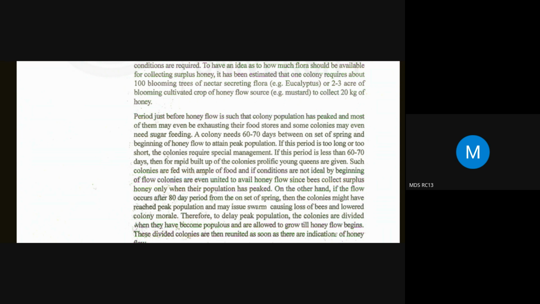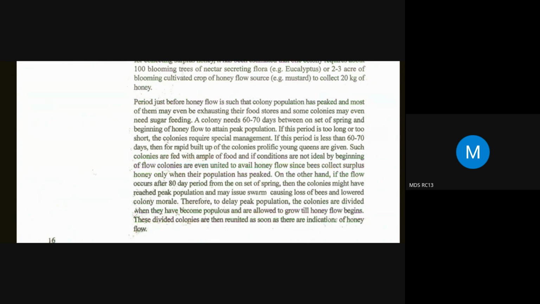A period just before the honey flow season, colony population has peaked, and most of them may even be exhausting their food sources, and some colonies may even need sugar feeding. Yeah, if the food is over and the honey flow season has not started, flowering has not started, you have to feed it with sugar syrup.